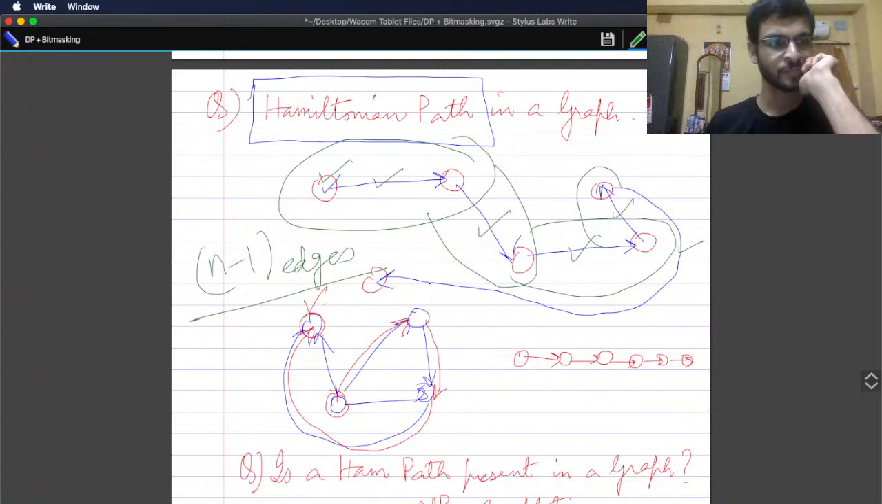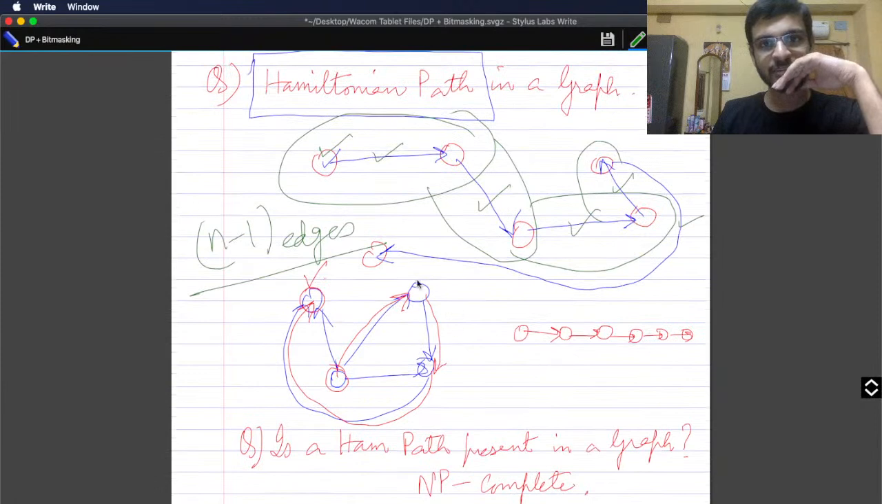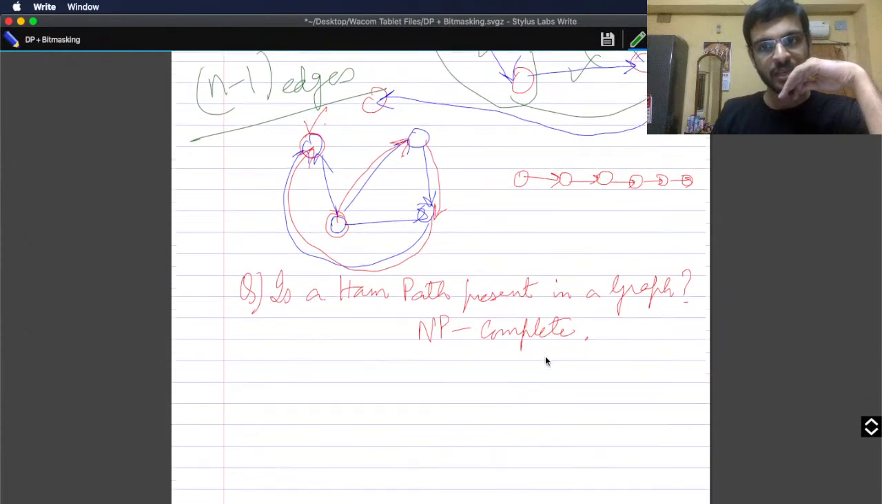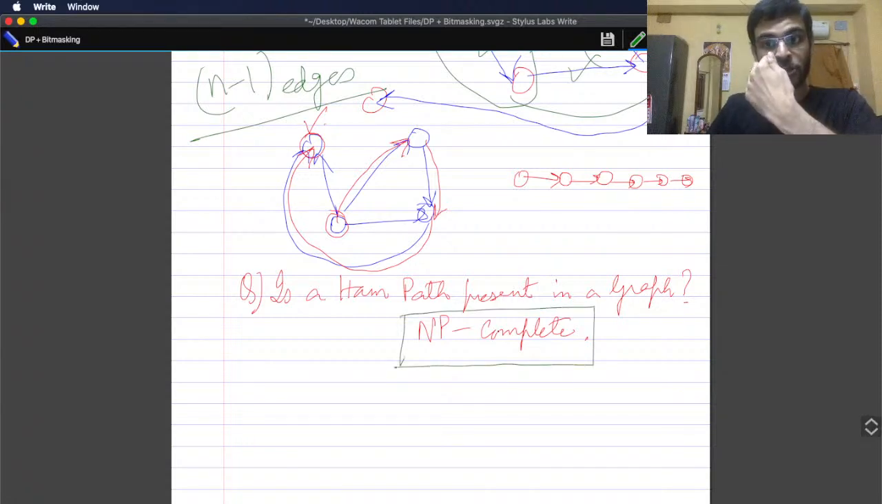Make sense? So here also the same thing is happening. This is also a tree, a very good tree. It is a path and it's a directed path. So we are saying that there is a Hamiltonian path possible. And is a Hamiltonian path present in a graph? This is an NP complete problem, which means it cannot be solved in polynomial time.